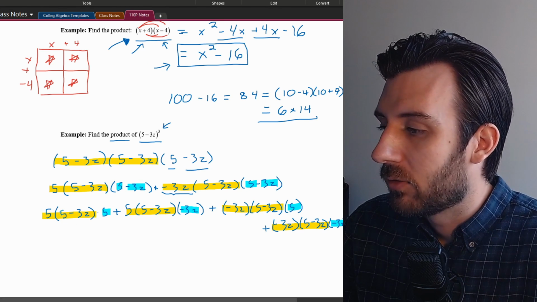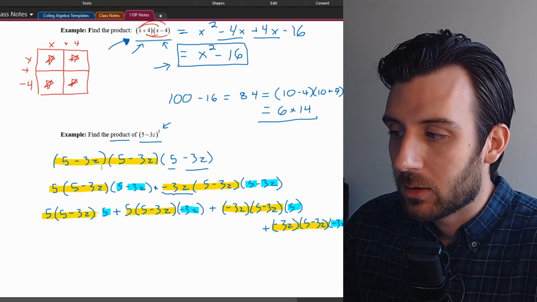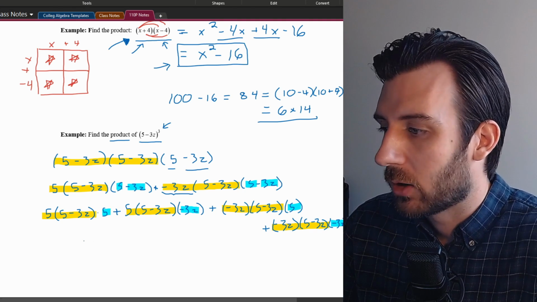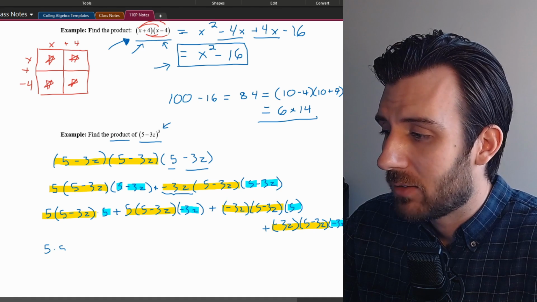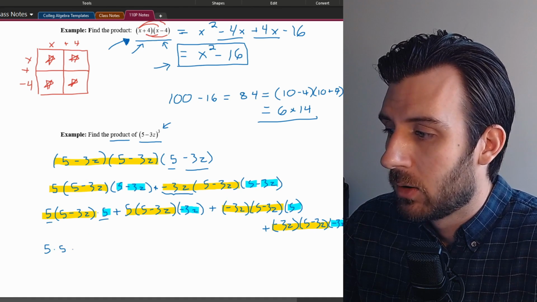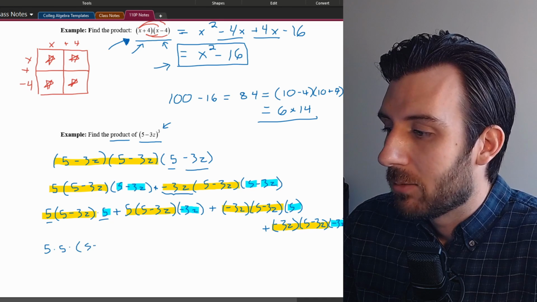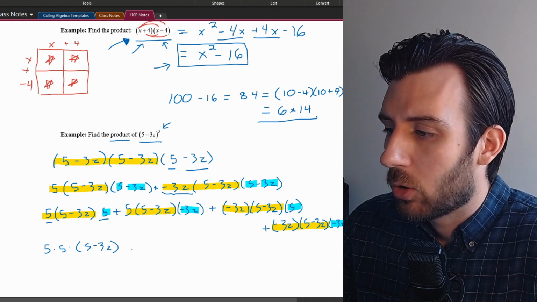Where now I have a 5 being multiplied in. Maybe that's a little bit odd. Let's see if we can't reorganize that. So I'm going to rewrite the exact same thing. I'm not doing anything different here. I just have 5 times 5 from here and here multiplied by 5 minus 3z. We'll just take a moment and organize our thoughts.